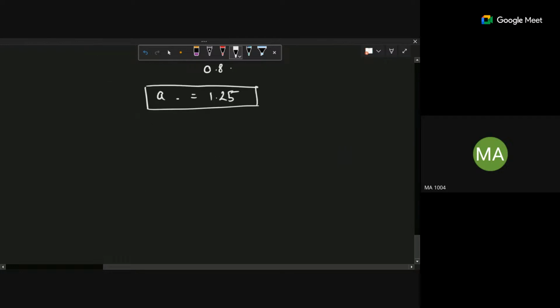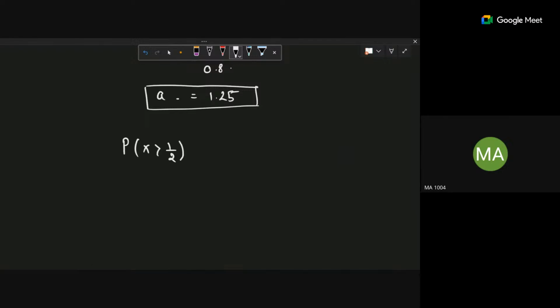So that was through integration. What were you asking? If it was probability x greater than 1 by 2, then what will we do? We will do 1 minus probability of x less than or equal to half.